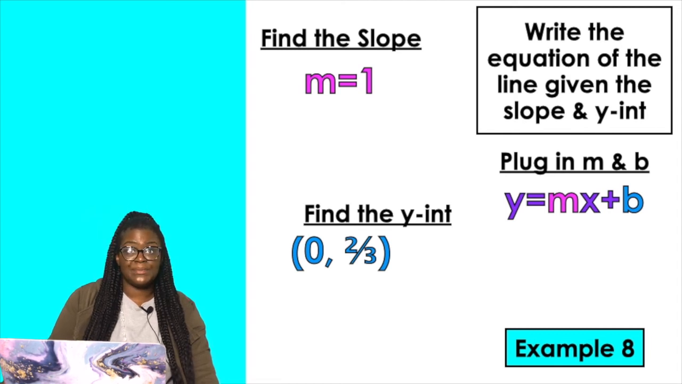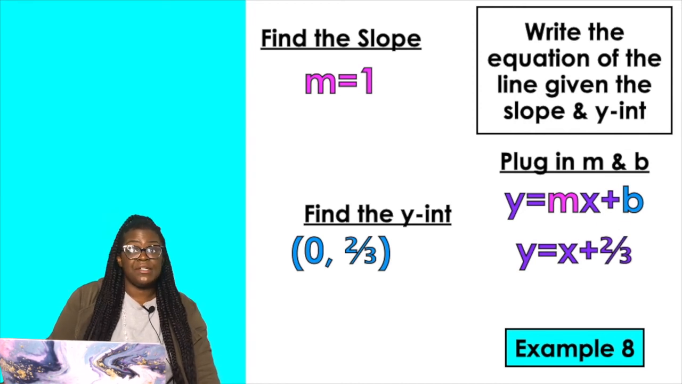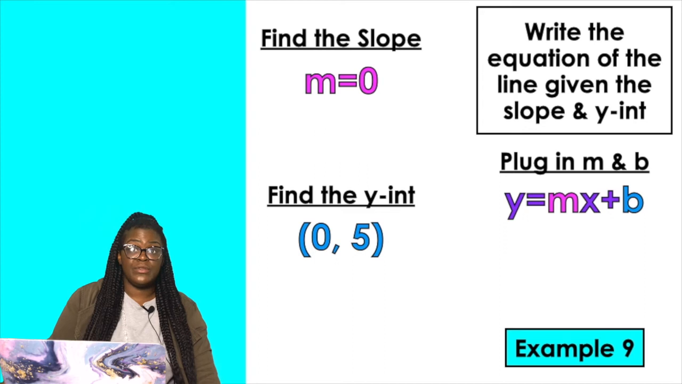You got this. Y equals x plus 2/3. Looks funny, but that's correct. Remember, when m is 1, that means the coefficient of x is 1. I don't write coefficients of 1, because we grown. Plus 2/3. Okay.